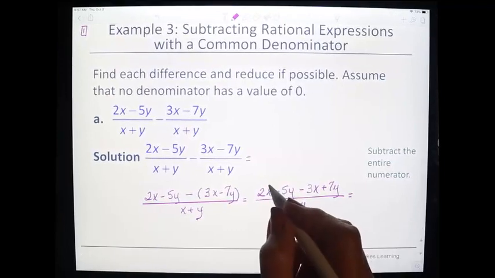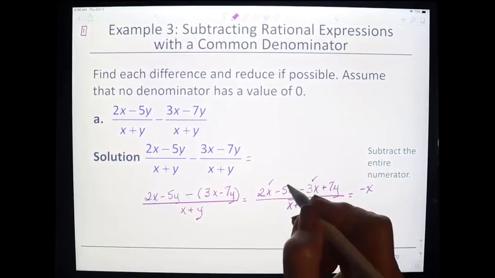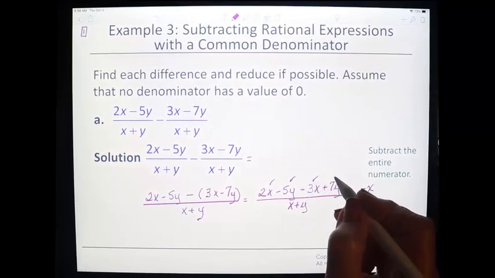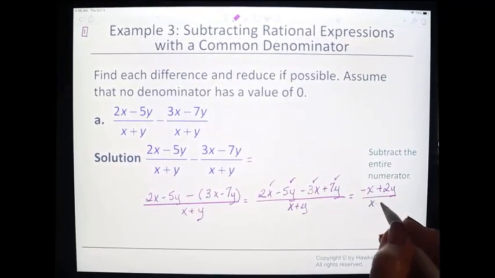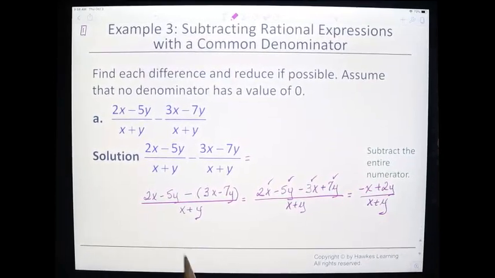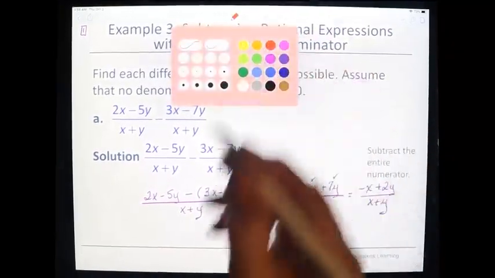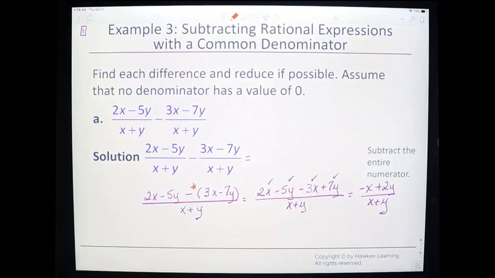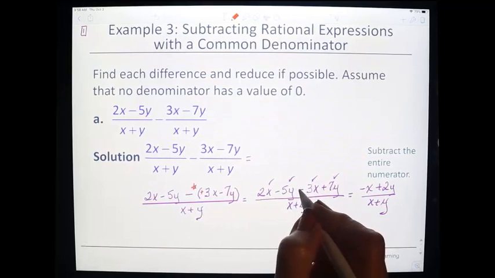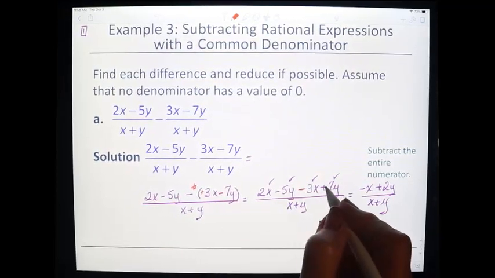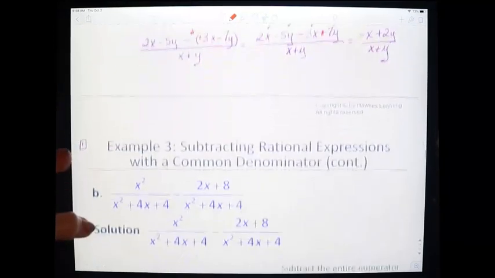And let me combine some like terms. So here's a 2x and a negative 3x to get a negative 1x. And here's a negative 5y and a positive 7y for a positive 2y. So again, as long as the denominators match, you can go ahead and combine the two numerators. But I'm going to put a red star right here because this is the place where it's very easy to make a sign error. So notice that these both reversed over here from what they were to the opposite sign. Okay, so that's our first example.